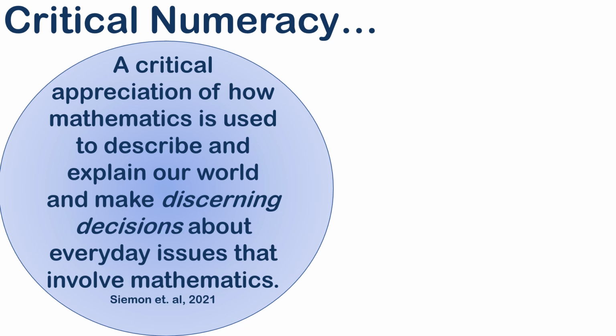What else? Well, it's used to describe and explain the world around us, and more importantly, it helps us make discerning decisions. That's being numerate, making those discerning decisions. And if you look back at those examples from the shops where they got the discount wrong or the half price wrong, that helps us to make these discerning decisions so we don't disadvantage ourselves in terms of interacting with the mathematics of the world around us.